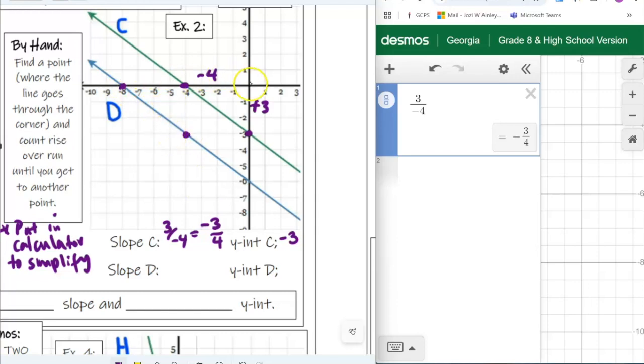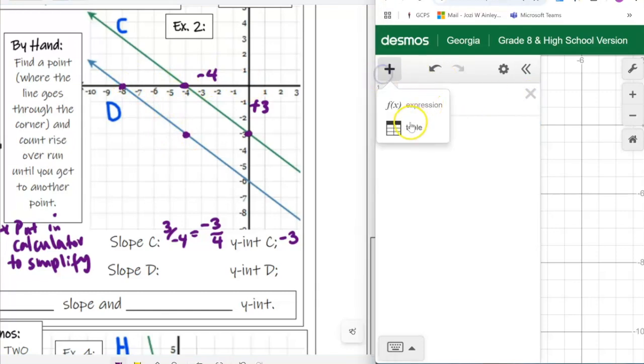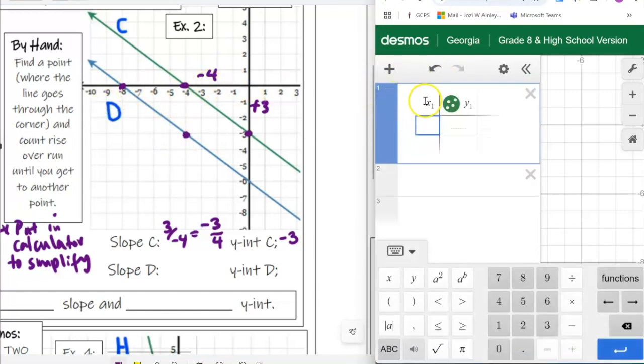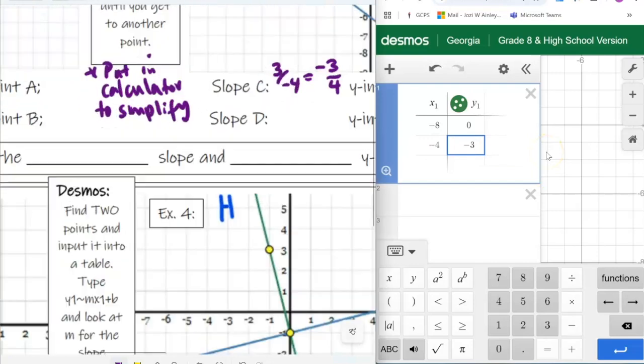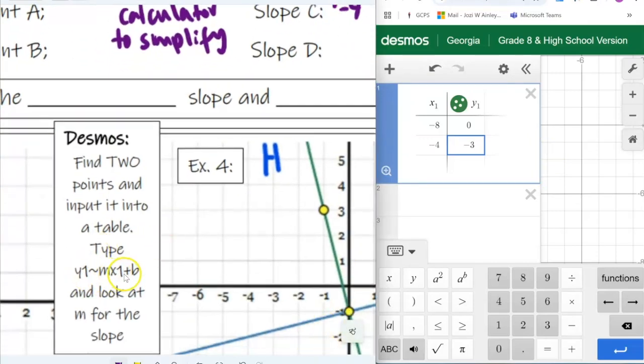Okay, so those are my 2 points. So this one is -8. Remember, in terms of points, you're going to find x and then y. So this is going to be -8, and then I don't move in the y direction, so it's going to be 0. So -8 and 0, that's my first point. This point right here, x first, -4, and then -3 in the y direction. -4, -3.